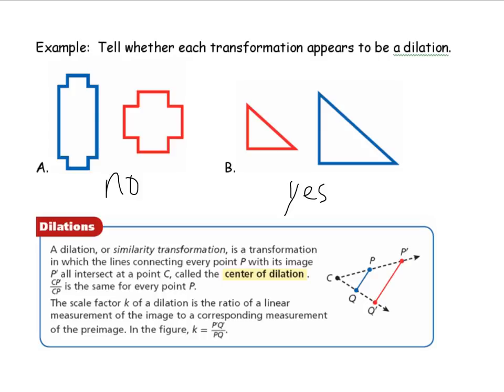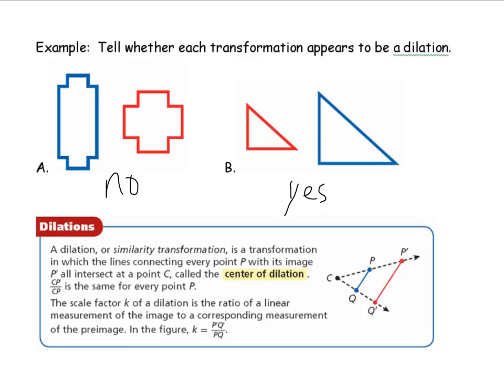So now let's take a look at the dilations themselves. A dilation, which we would consider a similarity transformation, is a transformation in which the lines connecting every point P with its image P prime all intersect at a point C, and that point is called our center of dilation. And the ratio of the distance from C to P prime compared to the distance from C to P is going to be the same for every single point P that we utilize.